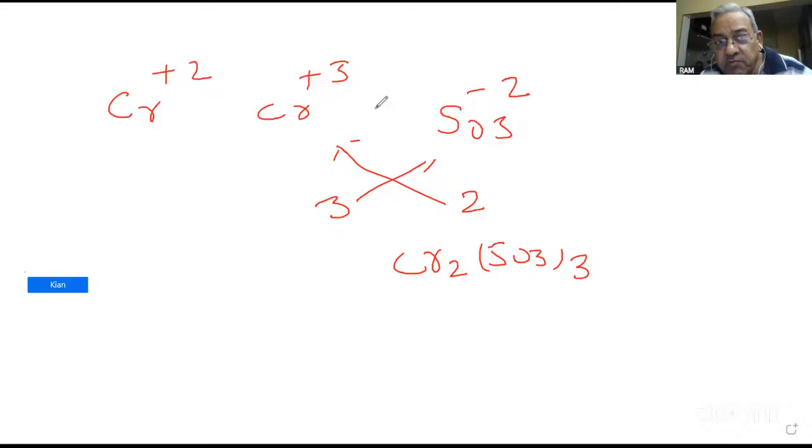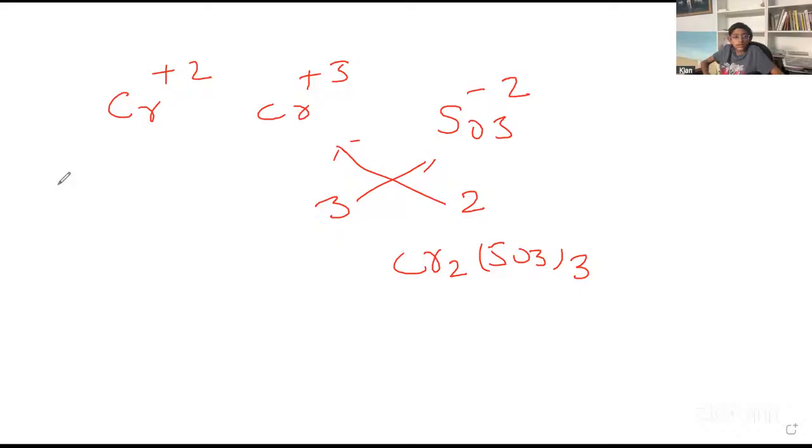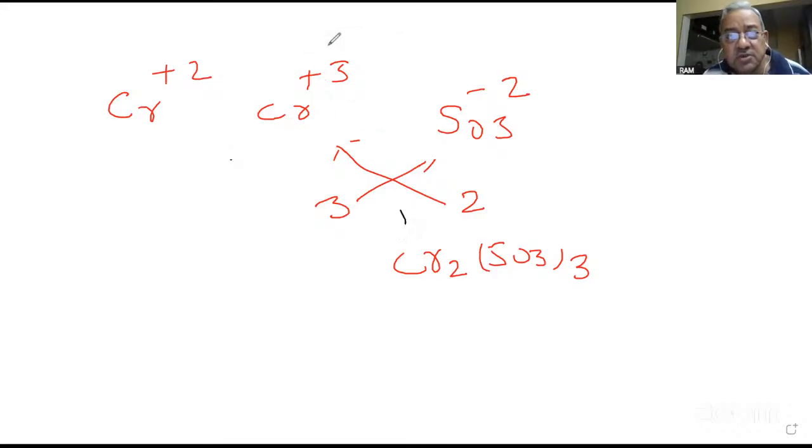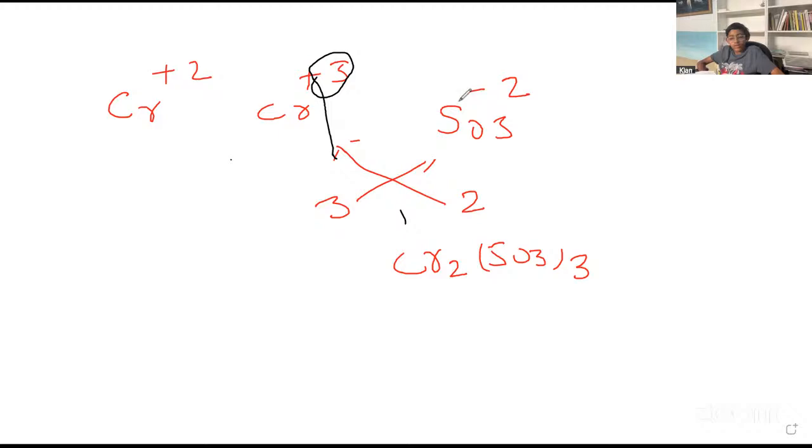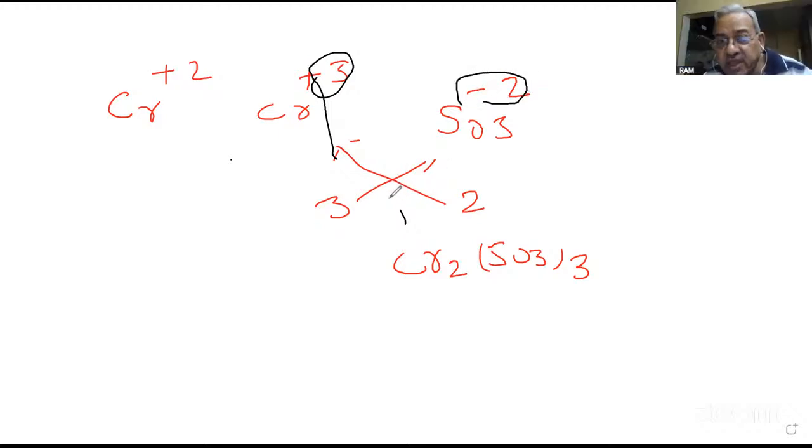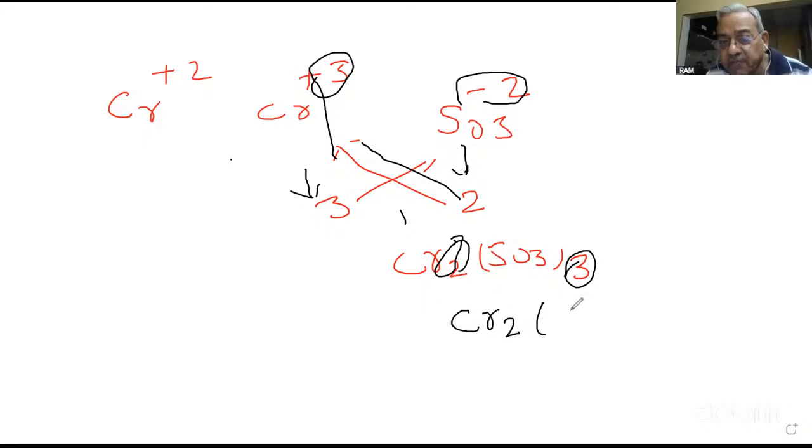See, we have to put the valency of chromium. Chromium valency is how much? Chromium valency is 3 here. And SO3 valency is 2. Now when we are making a formula, we put the chromium valency here and the SO3 valency here, and it will be cross multiplication. So chromium will get a valency of 2 and SO3 will get a valency of 3. So it will become Cr2(SO3)3, right?